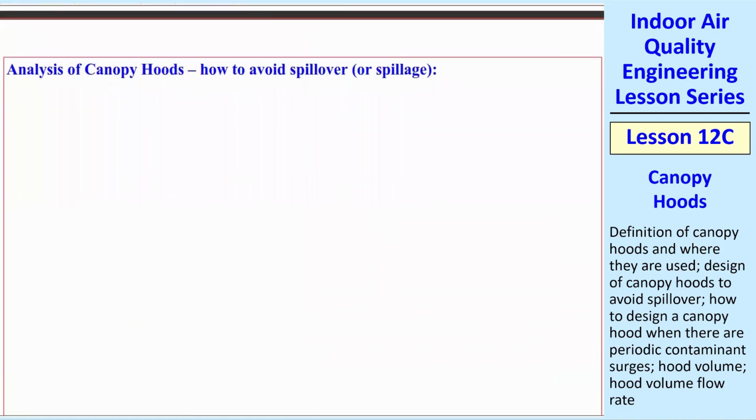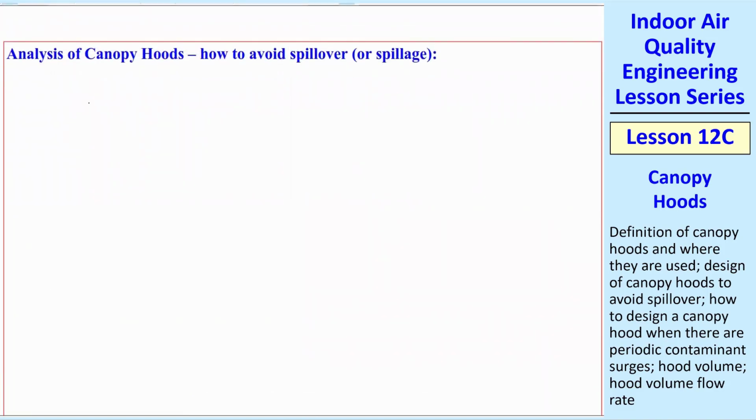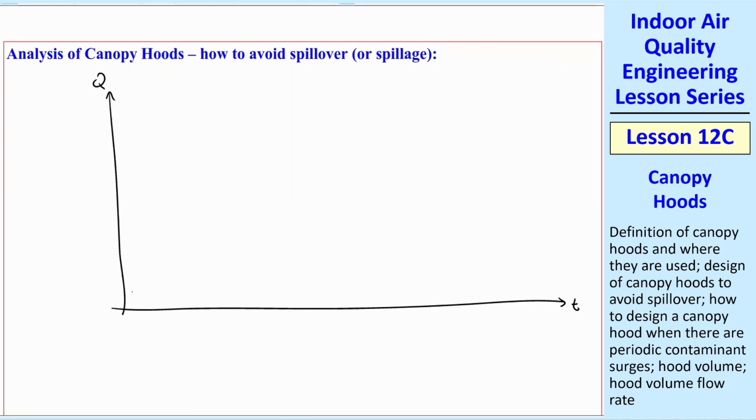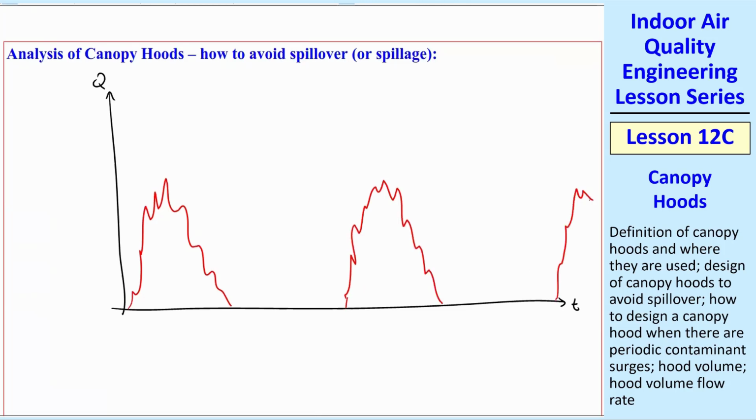How do we avoid spillover? Let's look at a typical situation that you might have. I'm going to plot volume flow rate as a function of time. You have a surge like this, and over some period it repeats. So some time later we get another surge like that, and then we get another surge later. And obviously this can have various shapes.